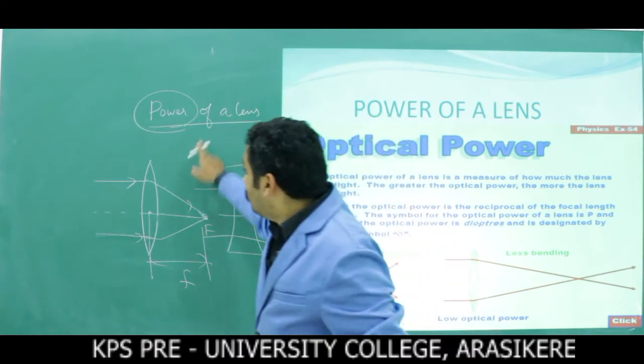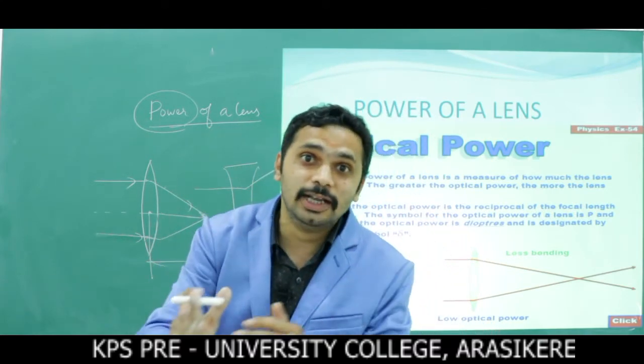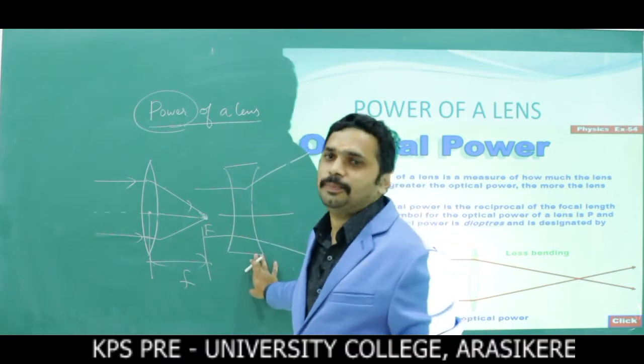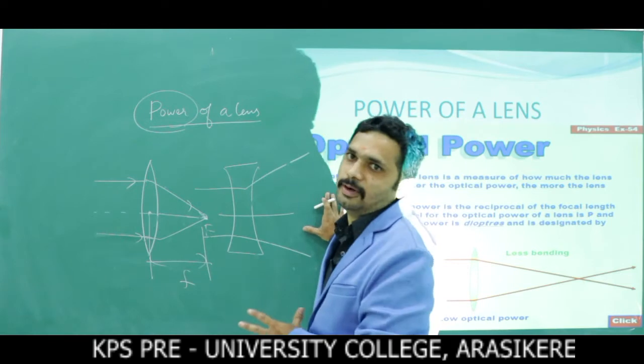That's why the power gives the ability of the lens to converge or to diverge the rays of light falling on it.